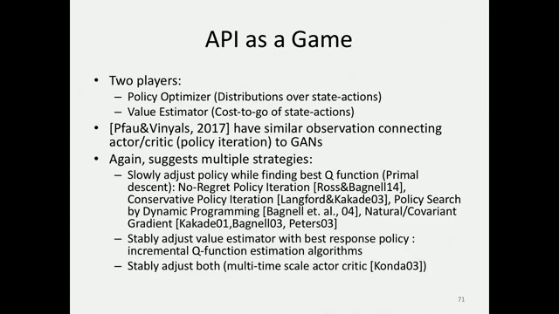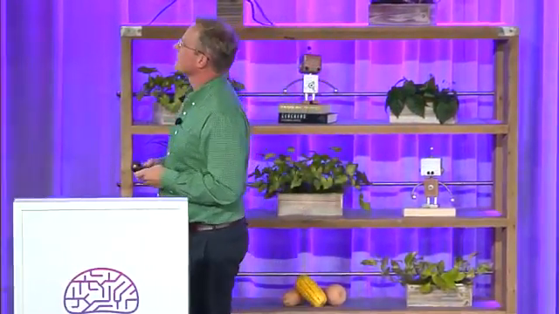Okay, so why is this a useful point of view? Well, it again suggests multiple strategies one might think about. So one strategy, which I think is maybe the most common, is that you'll slowly adjust the policy while fitting the best Q function you can. So I would call this the primal ascent version, right? So you're slowly changing the policy. You deliberately, conservatively change the policy while constantly refitting the Q function all along the way. Okay, so the inner loop is fit the Q function like mad, and the outer loop is slowly change the policy.